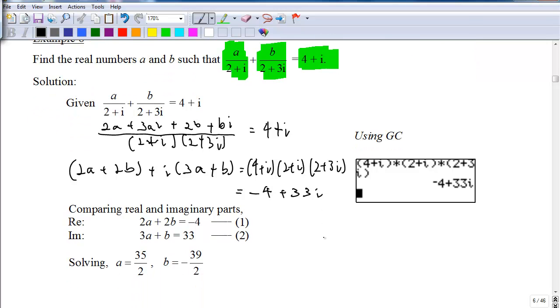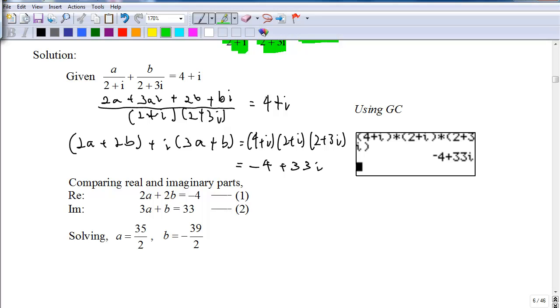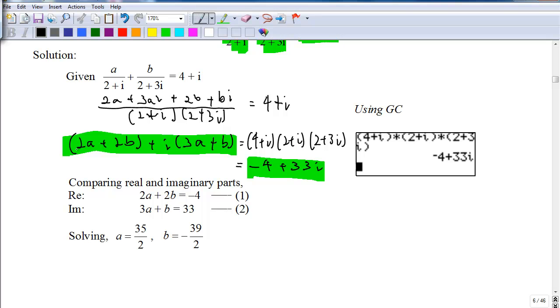Then the result above says that if these two complex numbers are the same, then their real parts must be the same, and their imaginary parts must also be the same. So we compare real parts: 2a plus 2b is the same as minus 4, so I have the first equation. Then I compare the imaginary parts: 3a plus b is the same as 33. I'll leave the solving of this pair of simultaneous equations for you to try. In the end, you ought to get a is 35 over 2 and b is minus 39 over 2. Done.